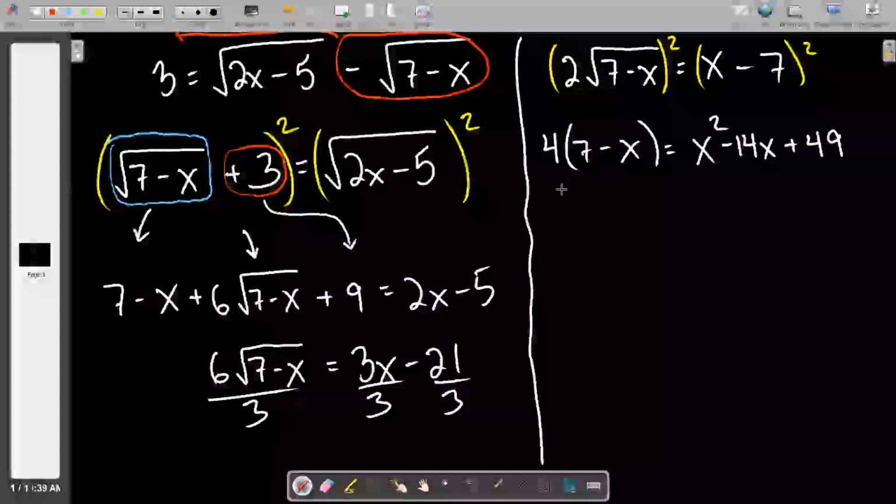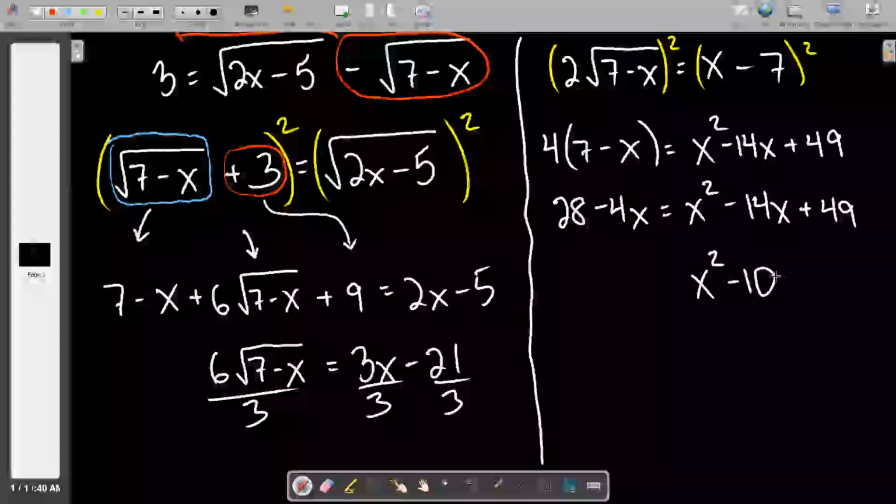I do need to distribute on the left, so I'm going to get 28 minus 4x. And the math gods have made the decision for us that we're going to move all of our stuff to the right-hand side because that's where the x squared is positive. We're almost there, guys and gals. So we get x squared. How many x's will we have? Negative 10, so minus 10x. And then what else? And it's time to factor. What do we get for factors?